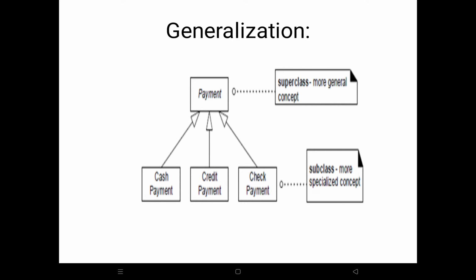Cash payment is one type of payment. Credit payment is one type of payment. Check payment is one type of payment. So cash payment, credit payment and check payment are more specialized concepts, and payment is the more generalized concept. Generalization is nothing but the relationship between the superclass and subclass. The superclass is the more general concept, the subclass is the more specialized concept.